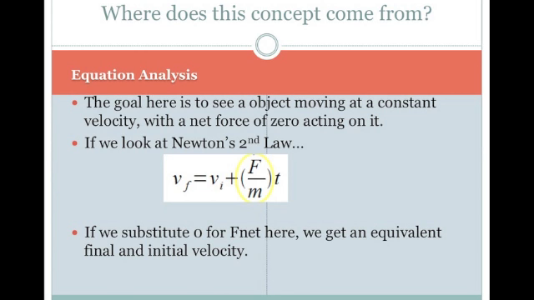If we look at the equation, final velocity equals initial velocity plus net force over mass multiplied by time, we can see the relationship of these variables. If we substitute 0 for F net, we get an equivalent final and initial velocity, meaning that the change in velocity over the interval would also be 0.